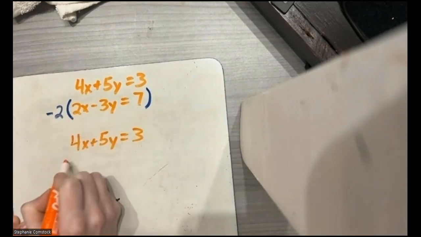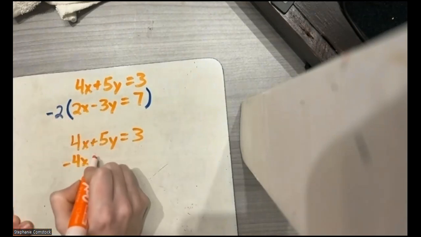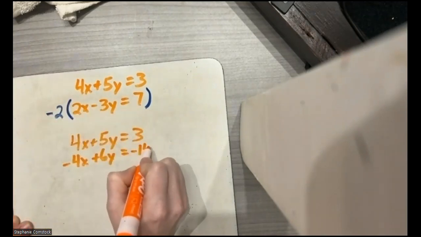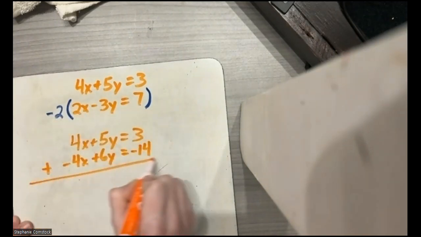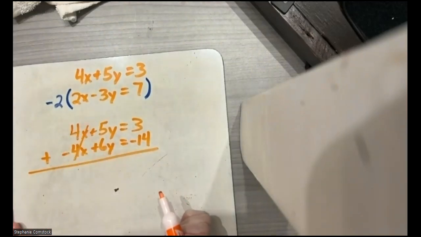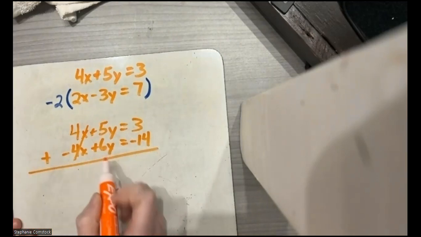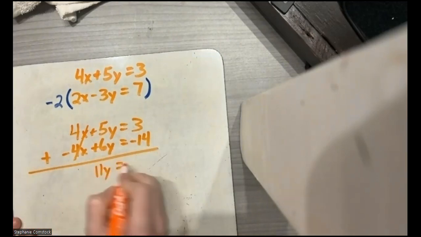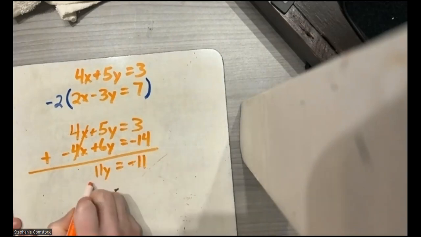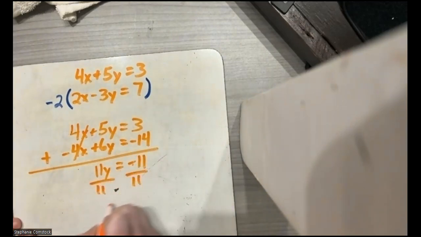And then distributing, I'm going to have negative 4x plus 6y equals negative 14. And here we go with add again. The 4x and the negative 4x, when you combine them, will cancel off. 5y plus 6y is 11y. 3 plus negative 14 is negative 11. Divide by 11. I get y is negative 1.